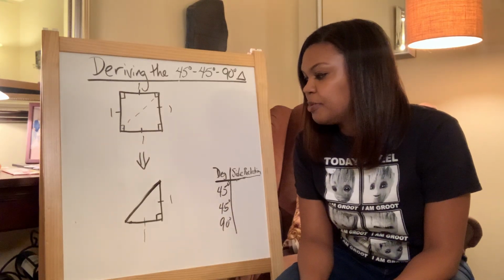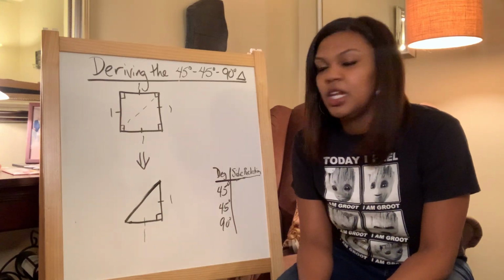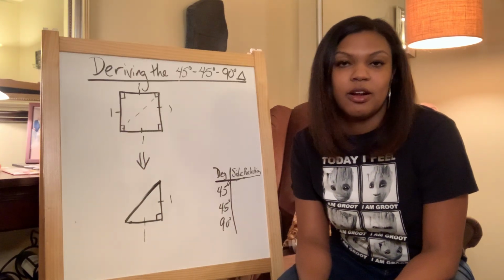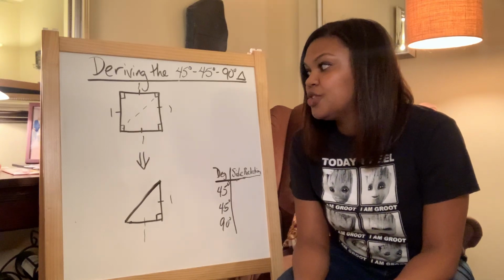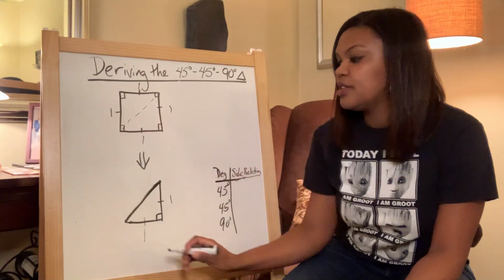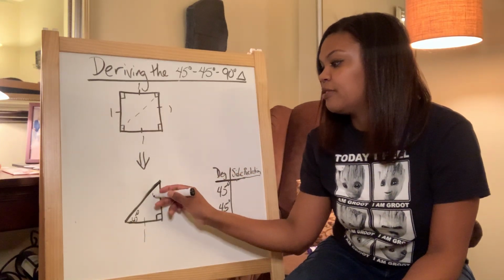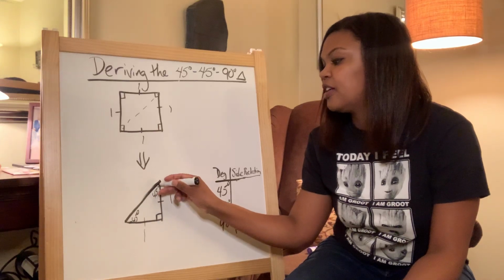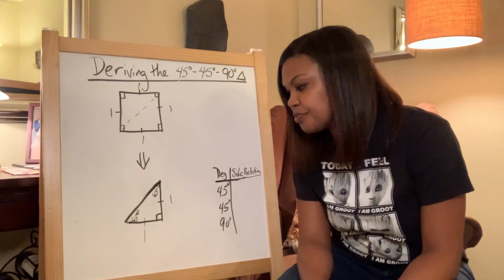Now, how do we determine what the hypotenuse is? Oh, actually, before we even get to that, the nice thing about squares is that their diagonals bisect the angle. So if this is 90 degrees, half of that is 45, 45. So now we've got ourselves a 45, 45, 90 triangle.